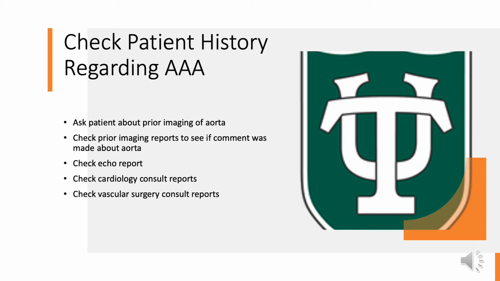You can look through the patient's record in the EMR system or in the paper chart if you still have those. See if any prior imaging has reported on the abdominal aorta. You can also check prior echocardiogram reports, prior cardiology consult reports that may comment on this, and vascular surgery consult reports.